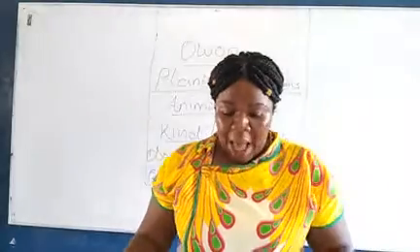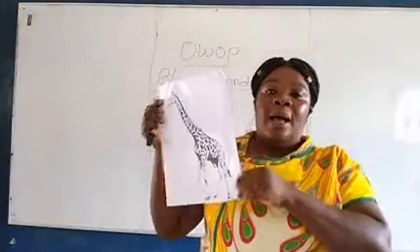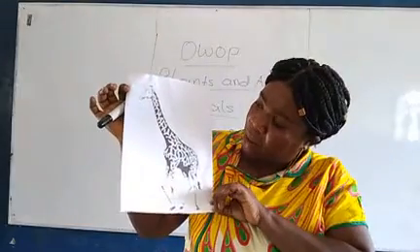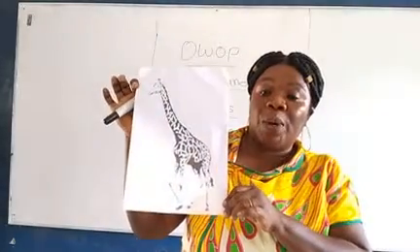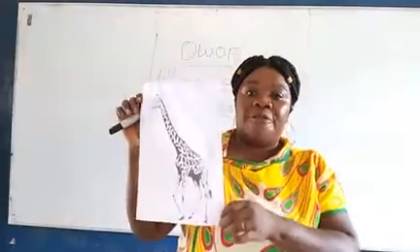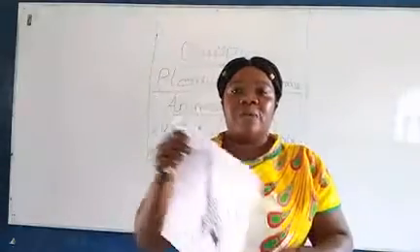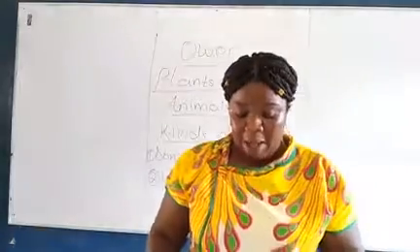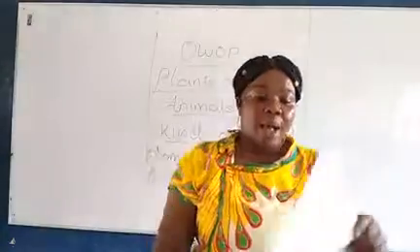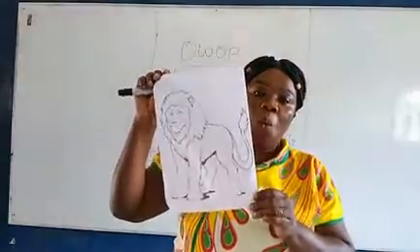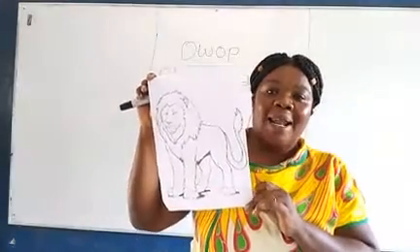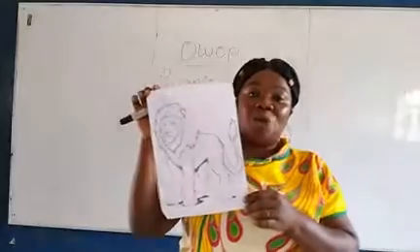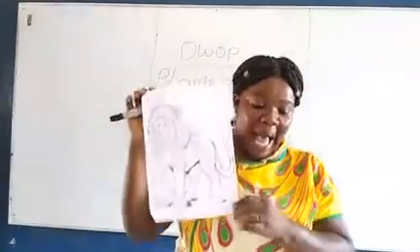Now, I have another one. What do we call this kind of animal? Giraffe. Very good. It is also a wild animal. Now, here, wow, lion. Good. Very good. Lion is also an example of a wild animal.